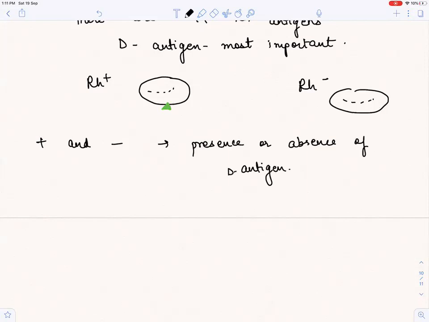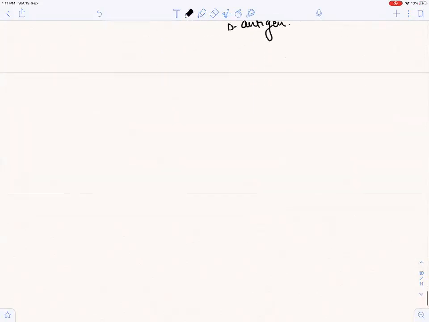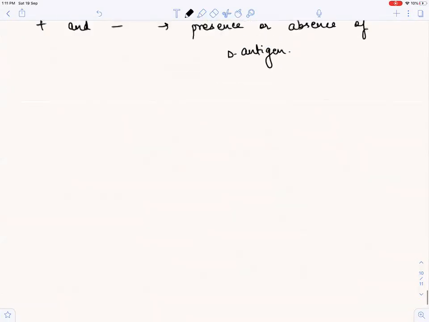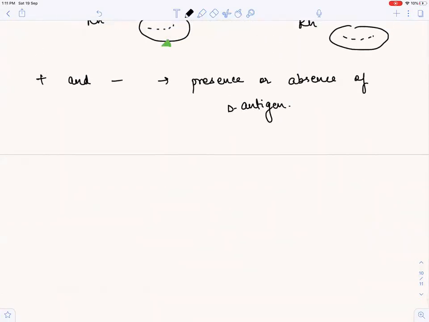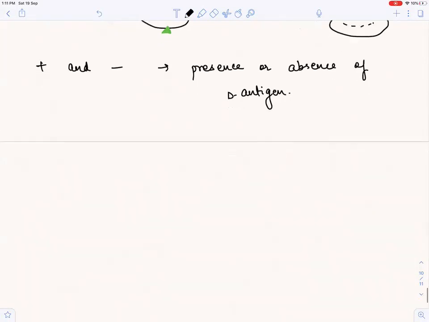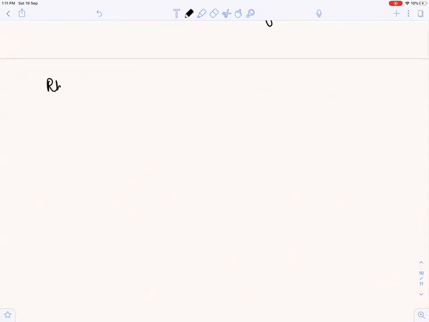Okay. Now let us see something about Rh negative. Did you understand this? Now just give me a second. Okay, now what should I tell you? I can tell some more points about Rh negative. In this, anti-Rh antibodies are present, and okay, that is done.